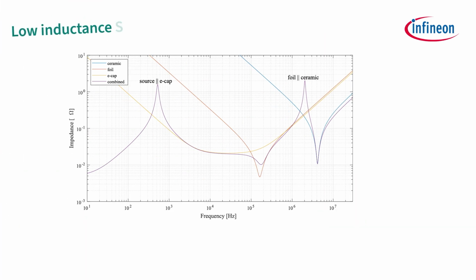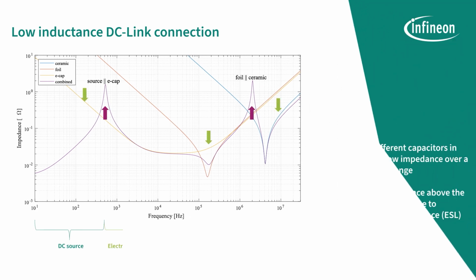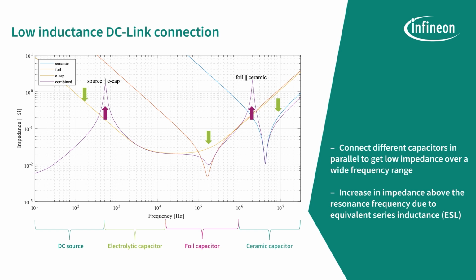These would be a ceramic capacitor for a frequency range exceeding 1 MHz, a foil capacitor for a switching frequency range from 10 kHz to 1 MHz, and an electrolytic capacitor. Pay attention to the parallel resonances that may arise during the design process. Typically, the resonance between the electrolytic capacitor and the foil capacitor is effectively dampened by the ESR, or equivalent series resistance, of the electrolytic capacitor.